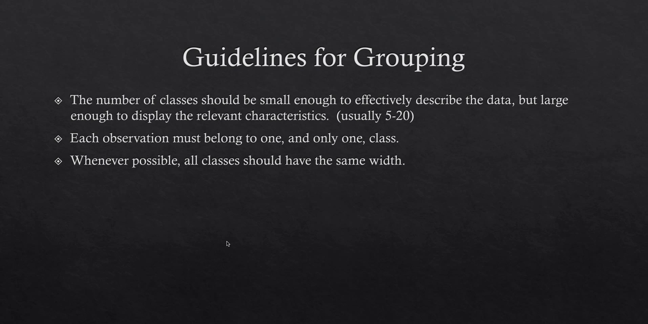Now, what are our guidelines for grouping? The number of classes, I know you can read this, should be from 5 to 20. So think about this. You don't want it too large, because what's the purpose of grouping if we've got tons of data? That's the whole purpose, is to break that data down into manageable sets. But you don't want it too small either, because you need to have a representative sample there of the population. So we usually say that 5 to 20 is a good number of classes to have.